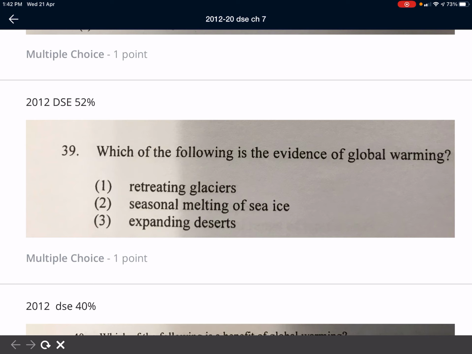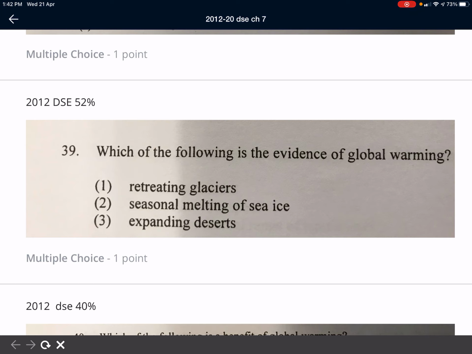Retreating glacier, is it the case? I think it is quite direct and there is really little doubt. Okay, seasonal melting of sea ice, is this evidence of global warming? It is talking about the summer, when a lot of the sea ice in the Arctic area will melt. But is it related to global warming? I don't think so, because it's just a seasonal change, not a long-term change. So number 2 is not correct.